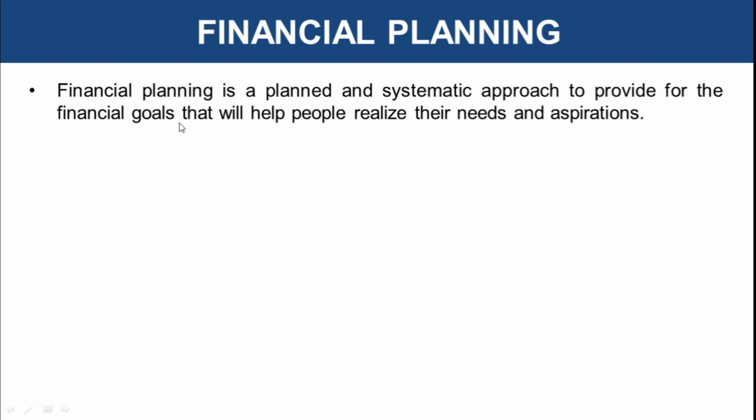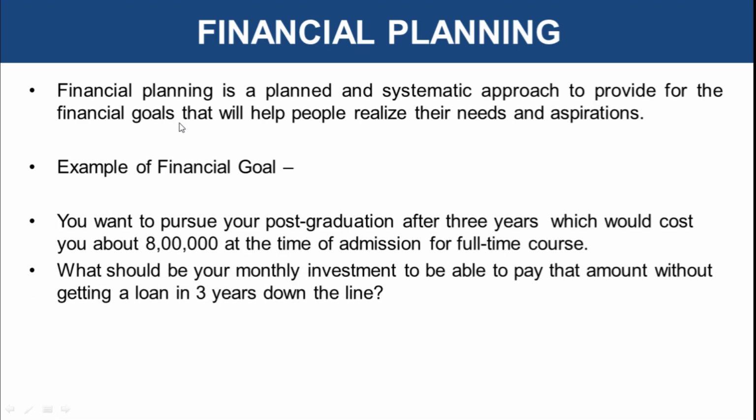Now we have some examples of financial goals. Here is one more you can go through. Example of a financial goal: you want to pursue your post-graduation after 3 years, which would cost you about 8 lakh at the time of admission for a full-time course. Okay, so just suppose this situation that maybe you are doing your graduation right now. Once you complete your graduation, after 3 years you would be opting for a post-graduation program, and the cost of that program is around 8 lakh at present time.